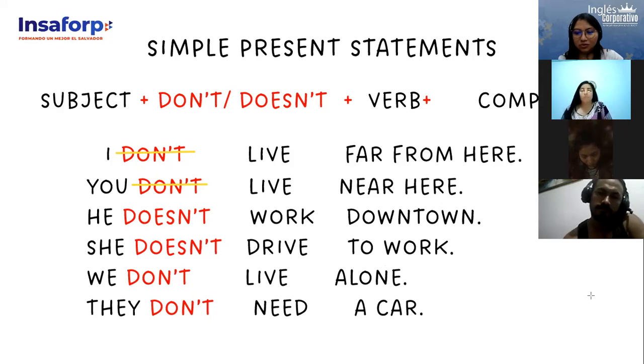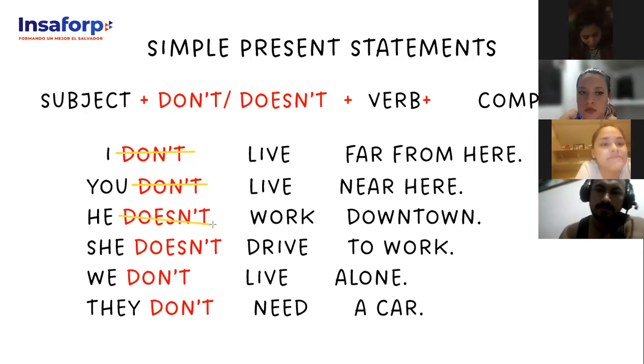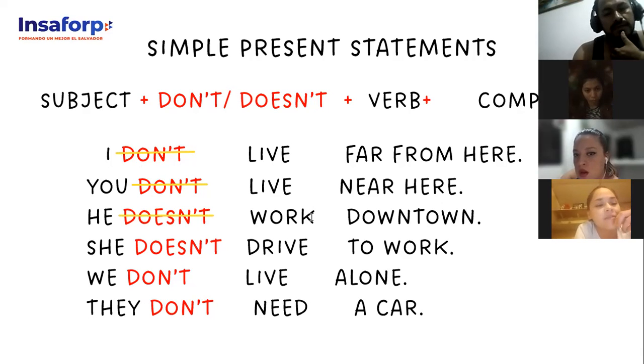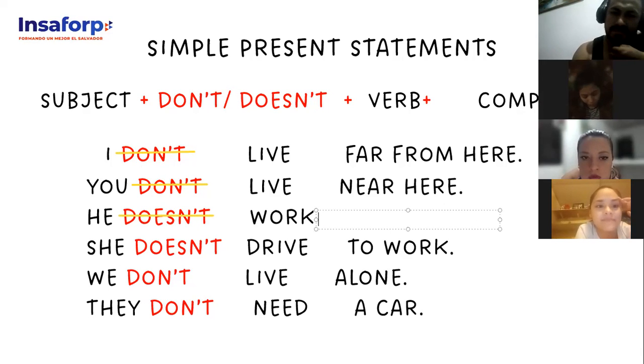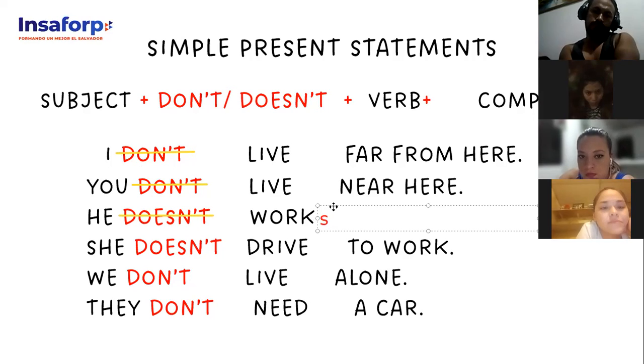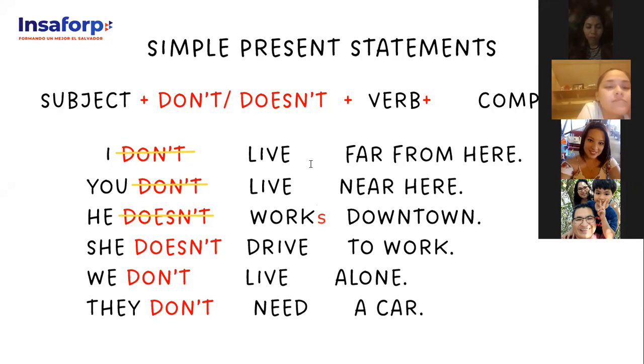Carlos Alberto Villalobos, continue, please. He worked downtown. Okay, are we missing something, class? Or is this statement correct? ¿Qué les falta? Exactly. So let's make it bigger, because I don't like it that small. And in red, excellent. We need to add the third person S at the end of this verb. He works downtown. Excellent job.